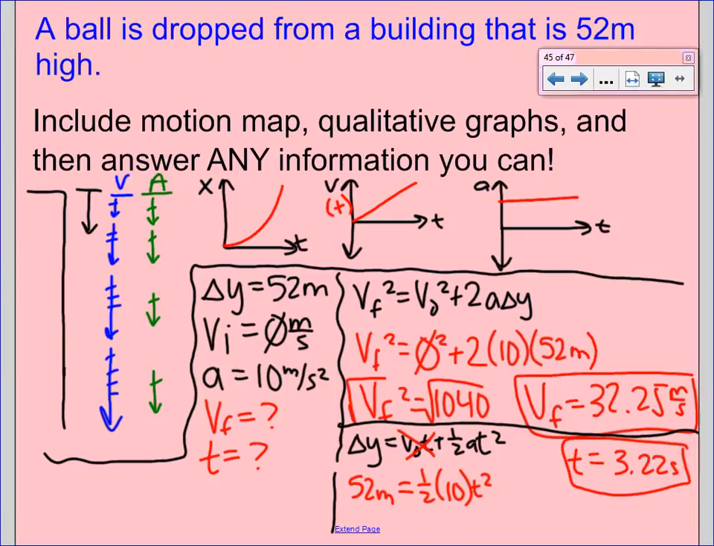If I do 52 divided by 1/2, I get 26. If I divide that by 10, I get 2.6 equals t squared. And if I square root both sides, I'm going to end up getting, whoops, excuse me, that was a mistake there. If I do 52 divided by 1/2, I get 104. Divide that by 10, I get 10.4. That's equal to t squared. That looks more like it. Then I'd square root that answer, and I'd end up getting time is also equal to 3.22 seconds.